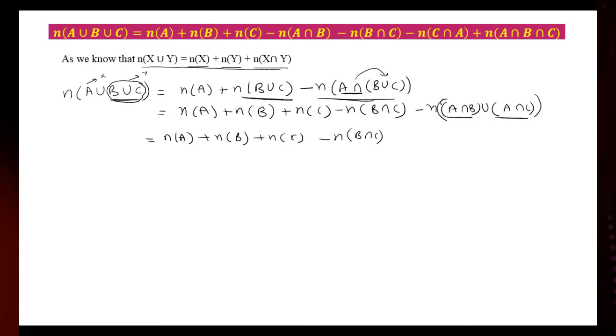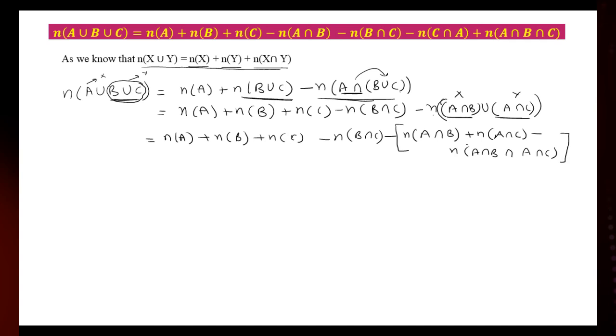Look here. Again, I have the same type of problem, so this will become my X and this will become my Y. That means I have to expand number of elements in X union Y. So it will become number of elements in X, that is A intersection B, plus number of elements in Y, that is A intersection C, and minus A intersection B intersection A intersection C.